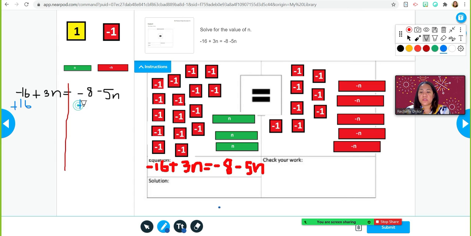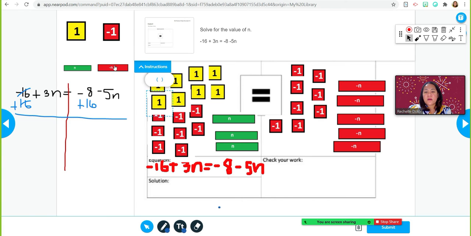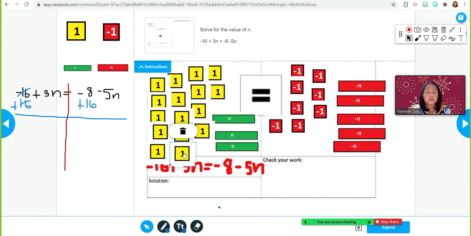So do the zero pair. You can see here we're canceling this out, and the meaning of that is we need to drag here 16. That means we need to add. I'm putting them on top because it means that I will take that out as a zero pair. So let me pair that together: pair, pair, pair, pair. What I'm doing is the zero pair. And on the other side, I have the 16 also.